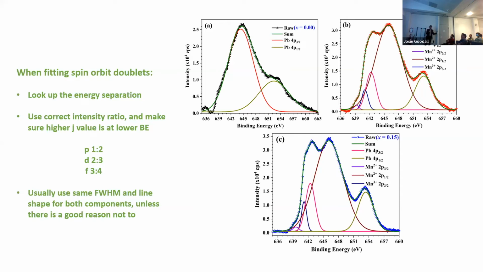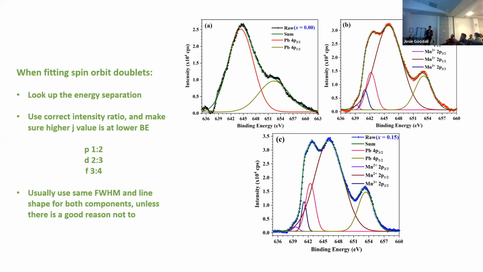Some of them are separated by tens of electron volts, so they will be in completely different parts of the spectrum. So it's really important to look that up. Use the correct intensity ratio, and make sure the higher J values are at lower binding energy. For p orbitals, it's always 1 to 2. For d orbitals, it's 2 to 3. For f orbitals, it's 3 to 4. That's the intensity, the area ratio, and not the height ratio.